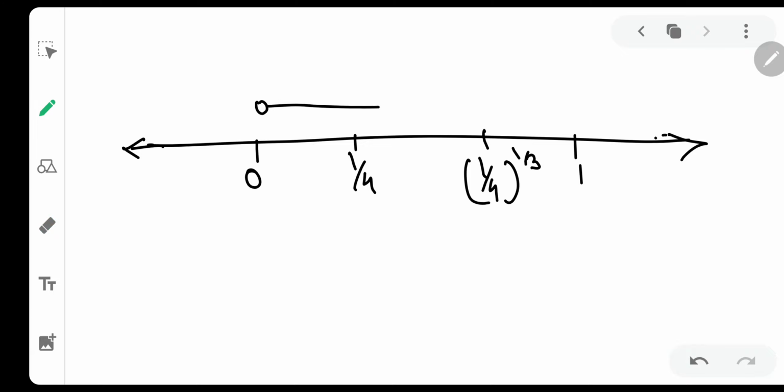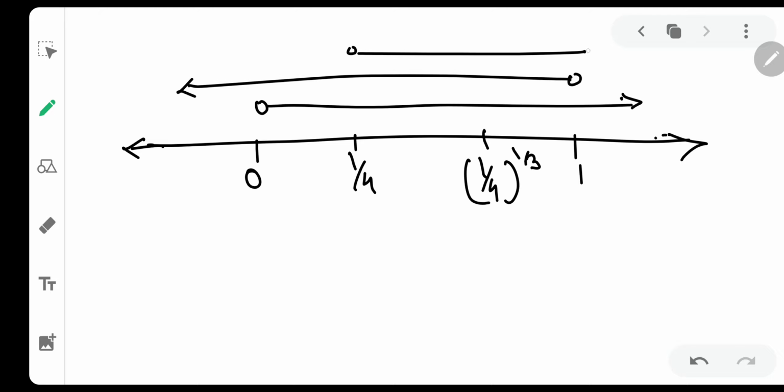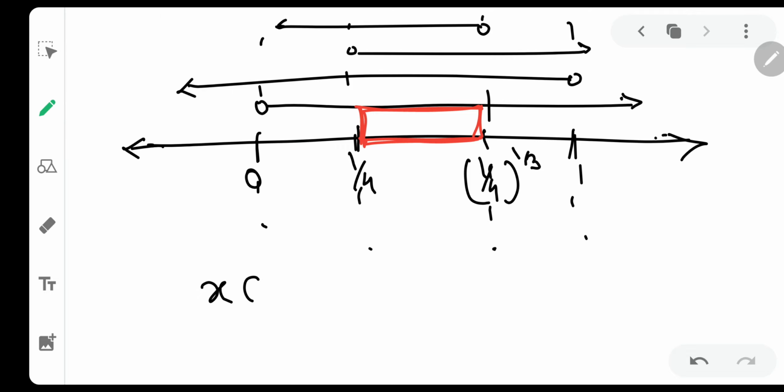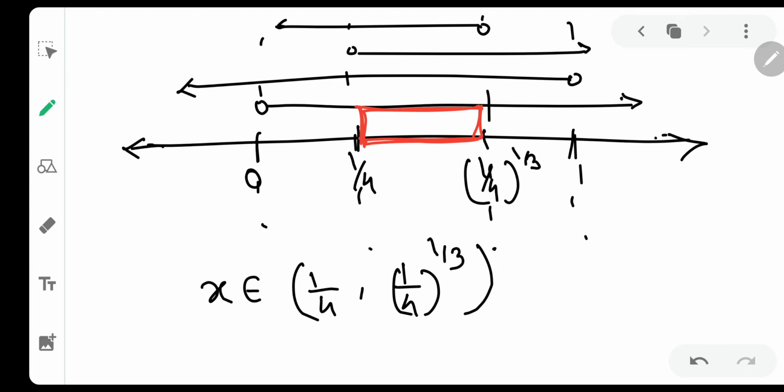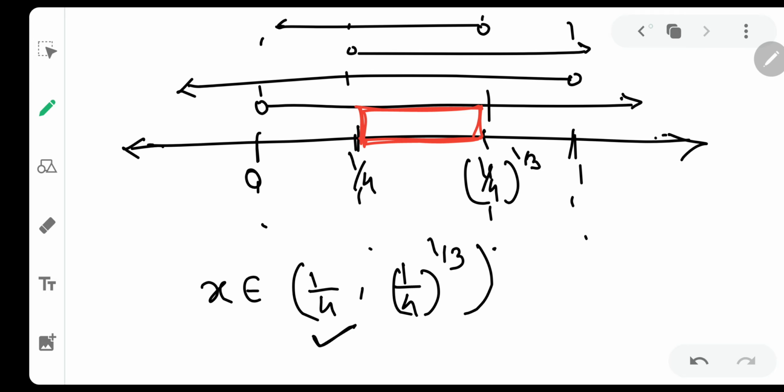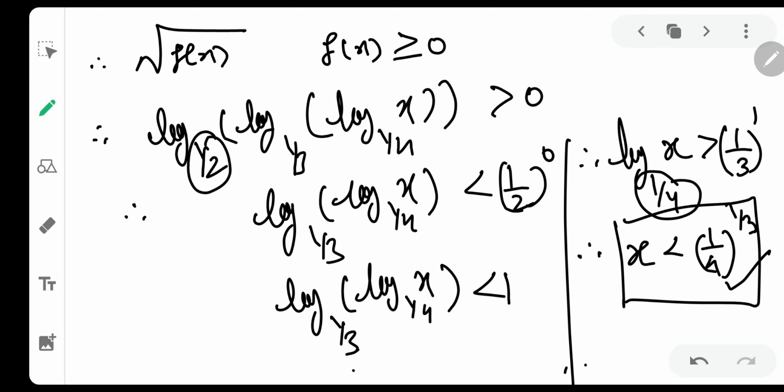So our x should be greater than 0, our x should be lesser than 1, our x should be greater than 1/4, and our x should be lesser than (1/4) raised to 1/3. As you can see, I have drawn all the inequalities. Now let us draw the common part with the red graph. So you can see this is the common part. Therefore, x belongs to (1/4, (1/4) raised to 1/3). So the correct answer to this particular question is 1/4 to (1/4) raised to 1/3.